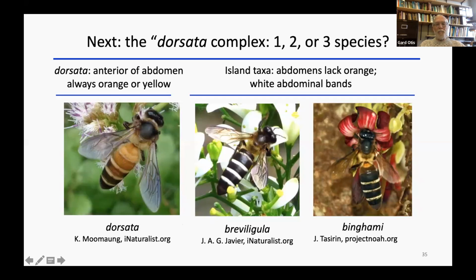But generally, it's not really advisable to define a species based on just color differences. That's relatively minor. So what about other traits?